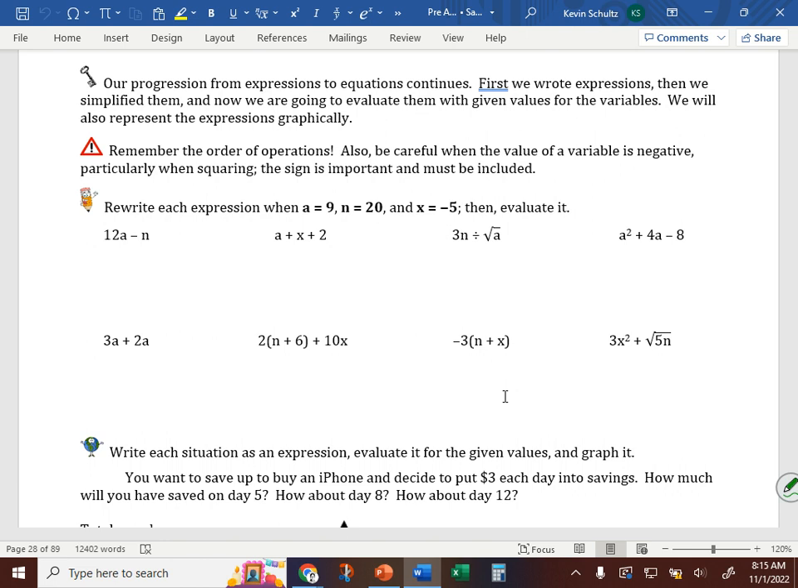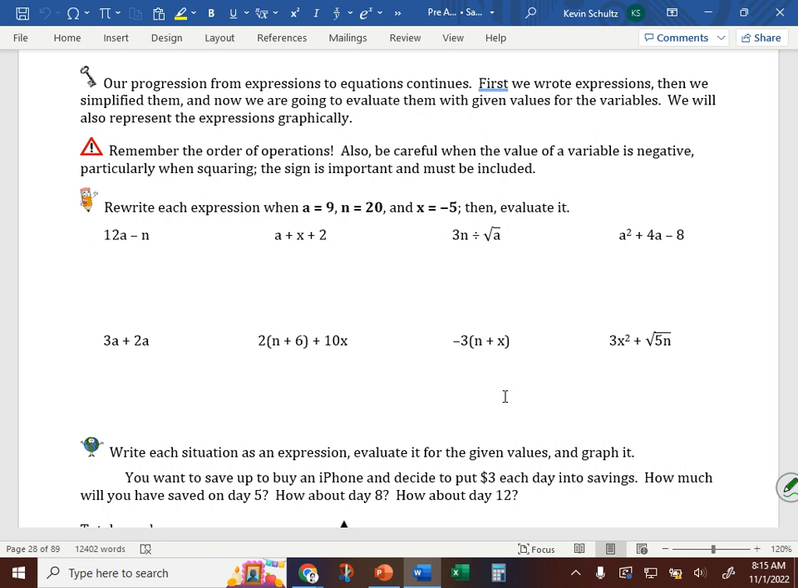So this is kind of what this is leading toward. 14 is plugging values in for a variable. The next objective will be testing solutions. And I believe it's 16, maybe 17, when we actually start to solve equations for variables. So this objective goes back to order of operations. It looks at plugging in values for the variables, and we'll see how it goes here.